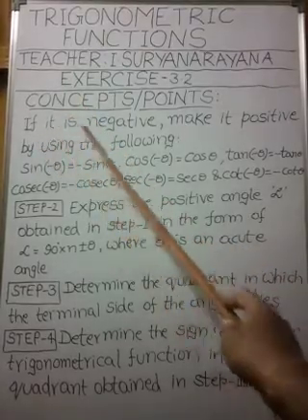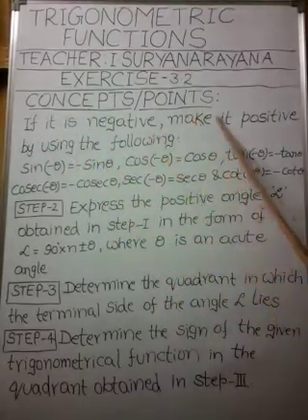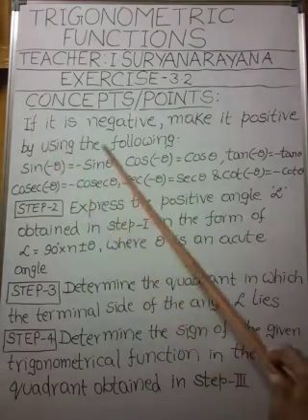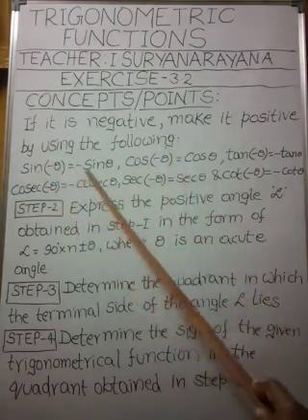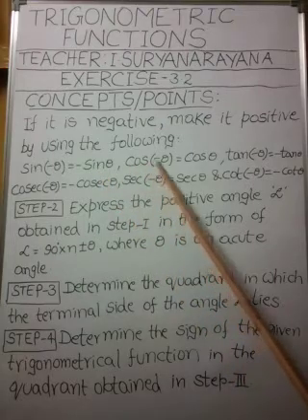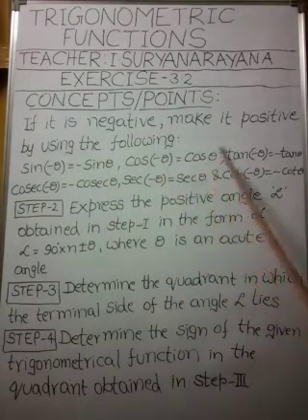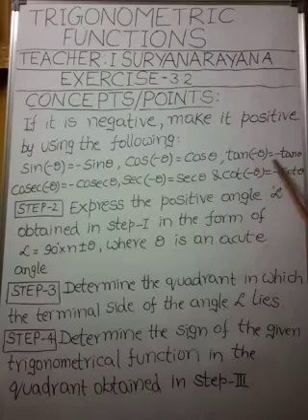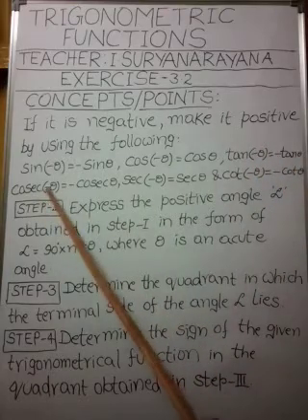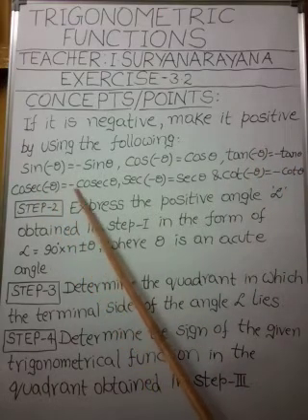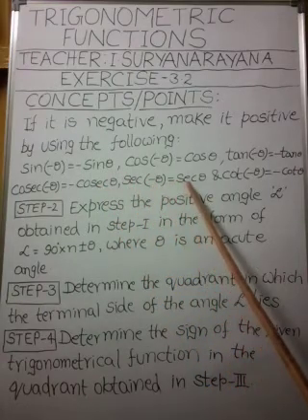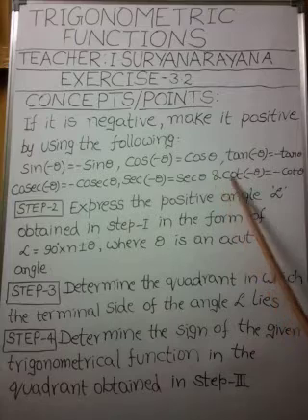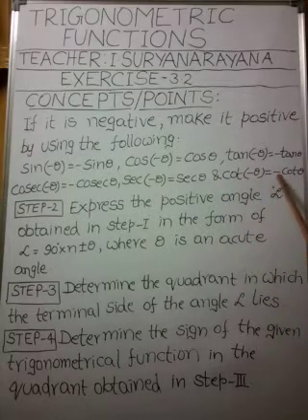If it is negative, make it positive by using the following. Sin of minus theta is equal to minus sin theta. Cos of minus theta is equal to cos theta. Tan of minus theta is equal to minus tan theta. Cosecant of minus theta is equal to minus cosecant theta. Secant of minus theta is equal to secant theta, and cot of minus theta is equal to minus cot theta.